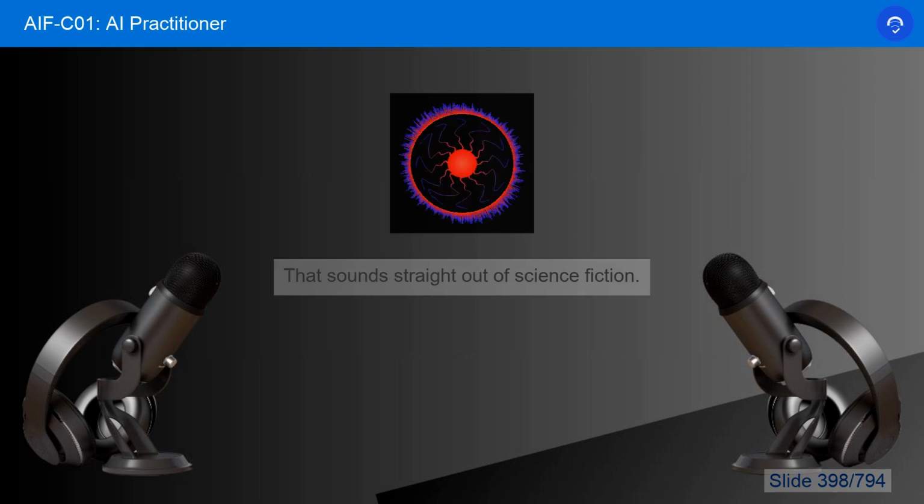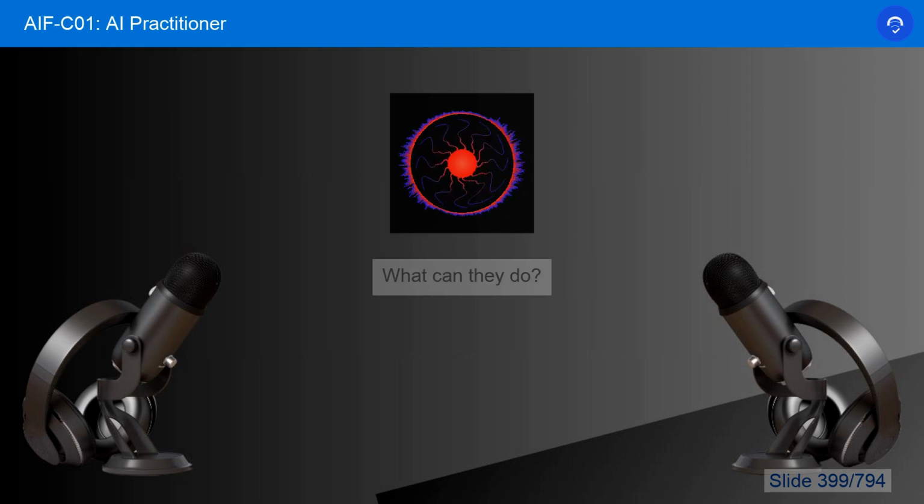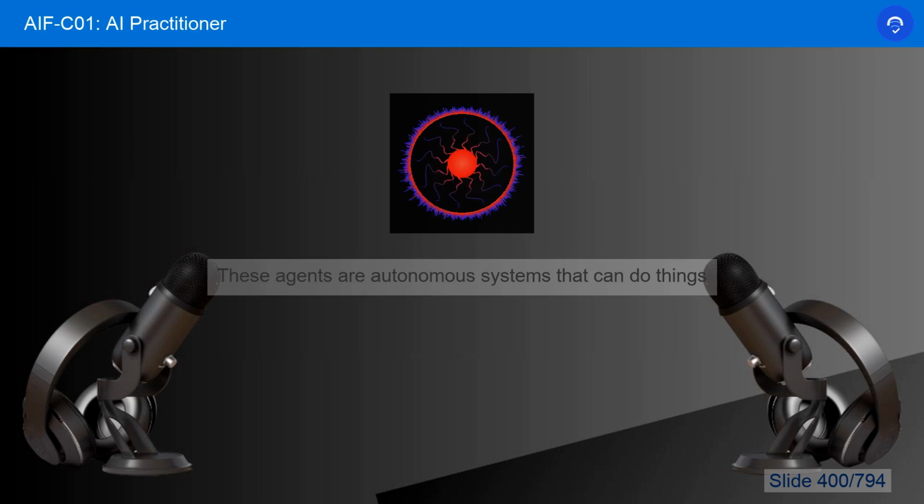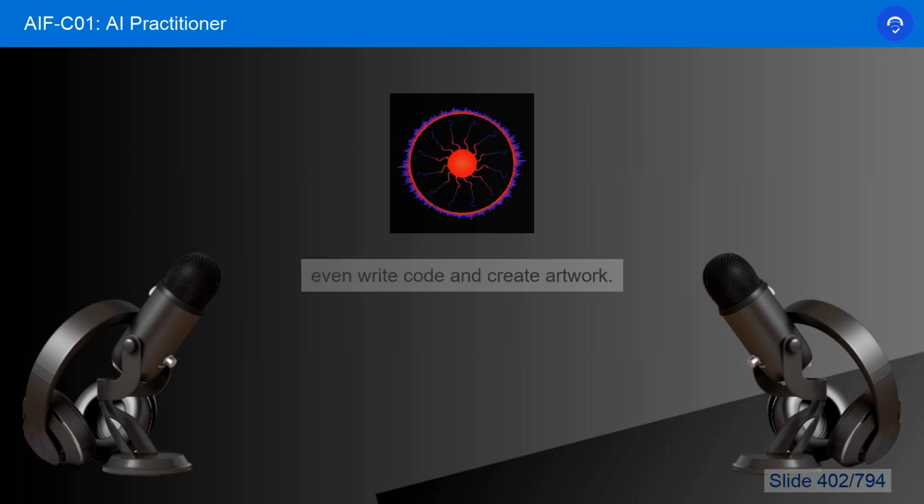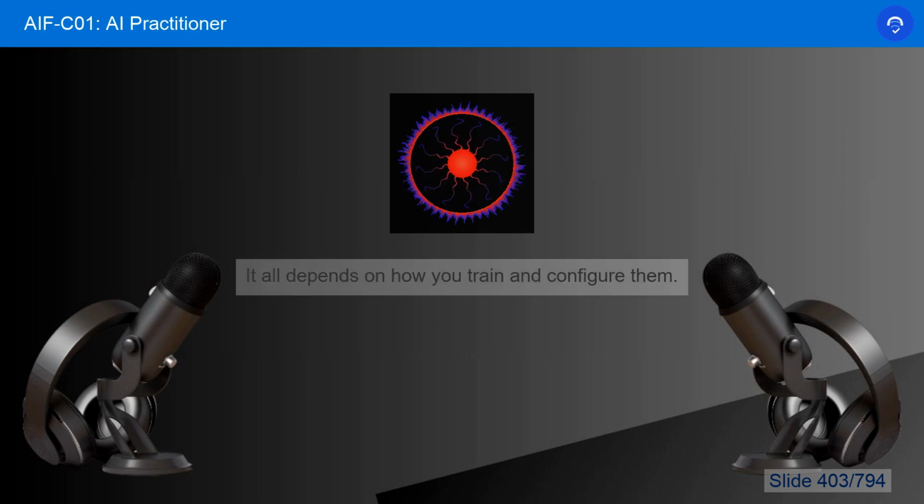Hold on, AI agents, that sounds straight out of science fiction. What can they do? These agents are autonomous systems that can do things like summarize documents, translate languages, even write code and create artwork. It all depends on how you train and configure them. It's amazing how this technology is evolving.